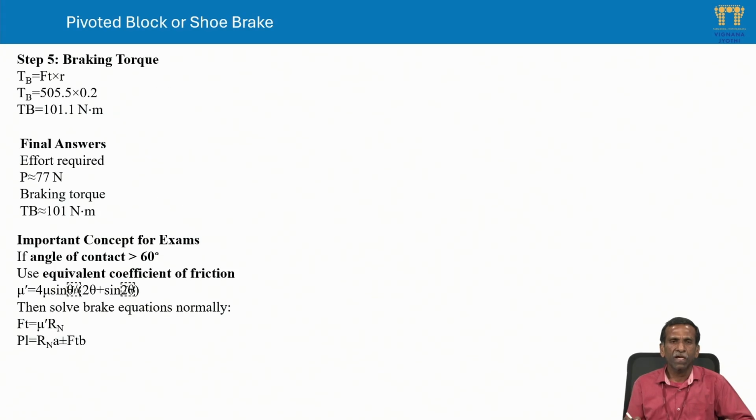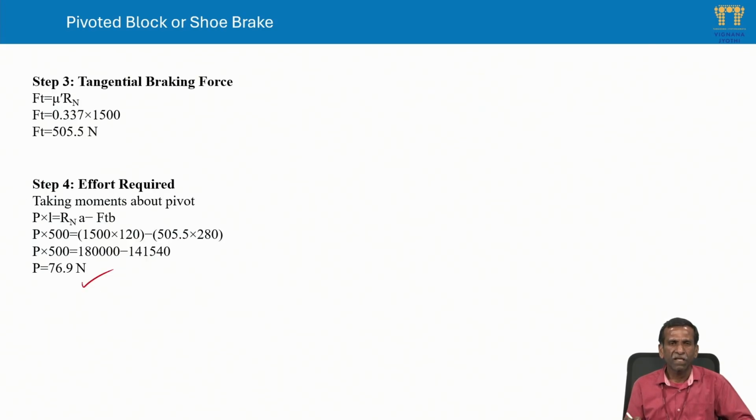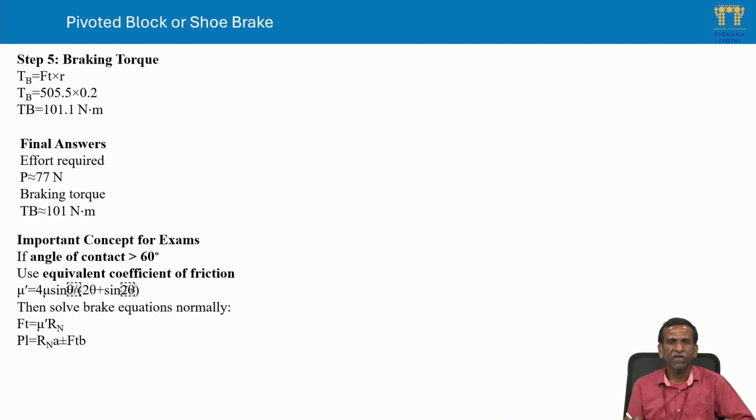Then if you want to calculate the braking torque, Ft you have already calculated. So Ft into R is the braking torque. Ft here is mu dash 0.337 into 1500 newtons, so you got 505.5 newtons. Then that into the radius will give the braking torque required. So these are the things.